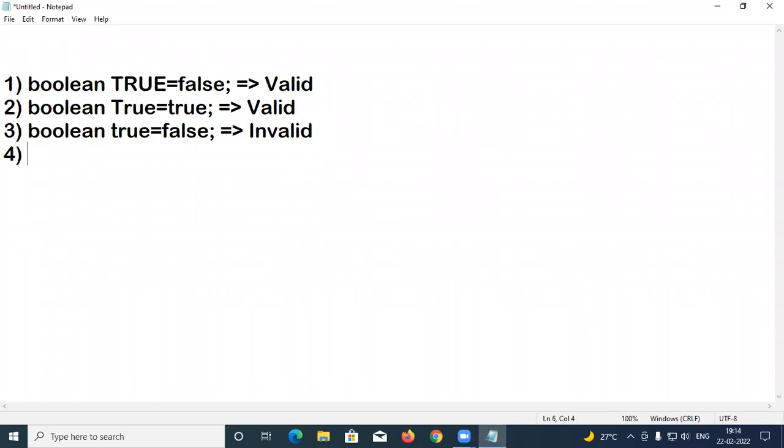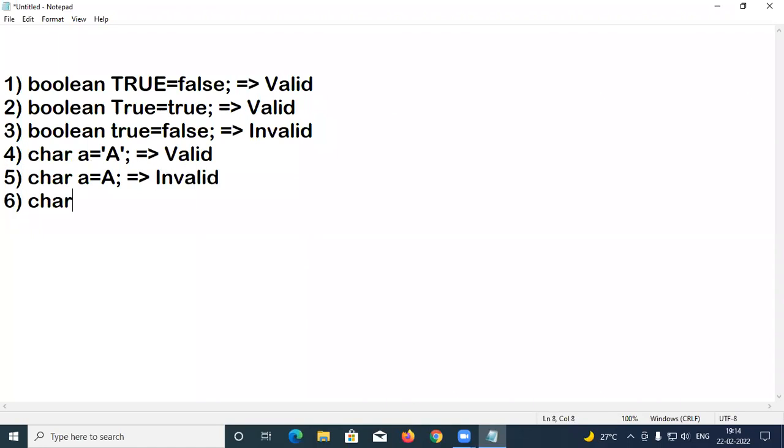Now, one more. Char a equal to 'a'. Is it valid? Yes, it is valid. Okay. Char a equal to a without quotes. Is it valid? It is not valid. A character literal must be in single quotes. Okay. Invalid.